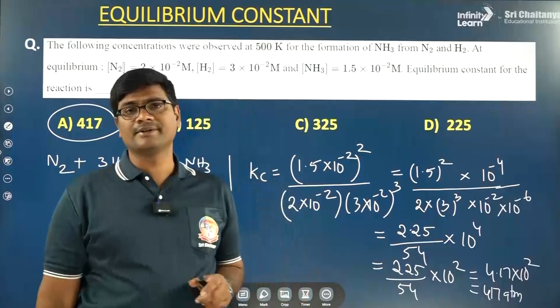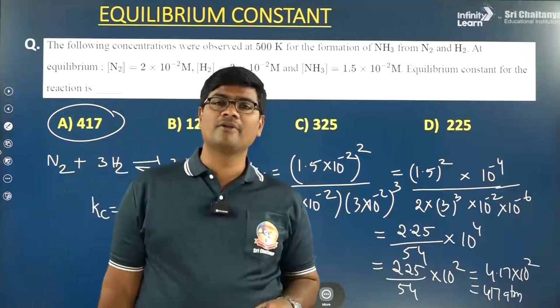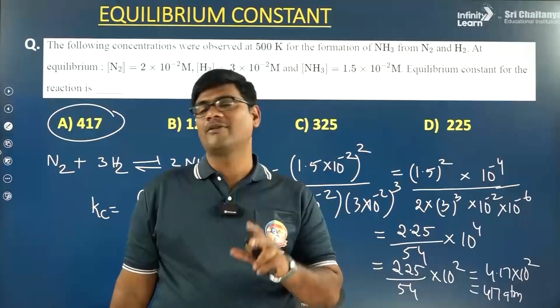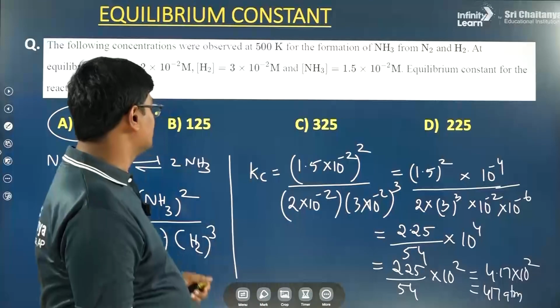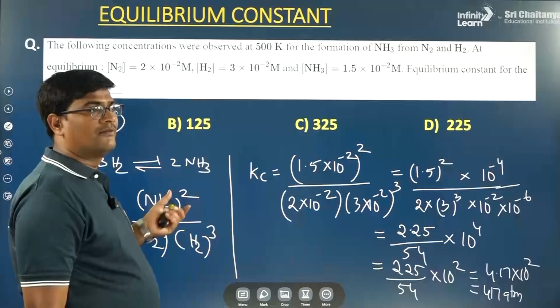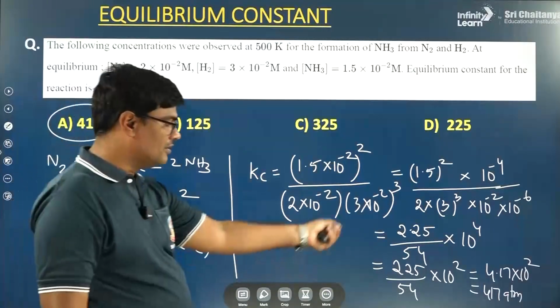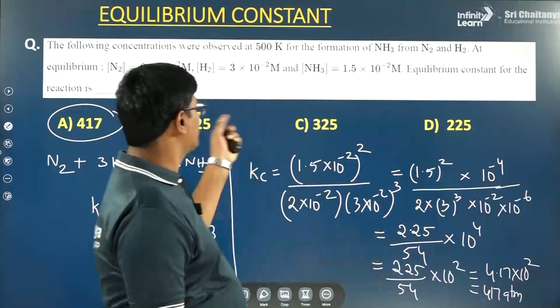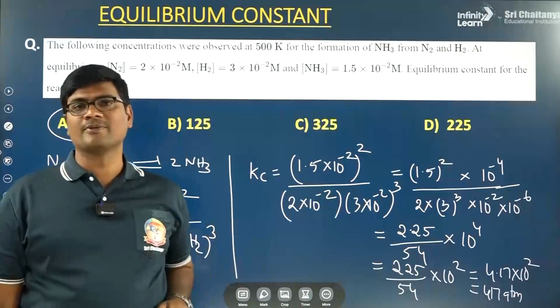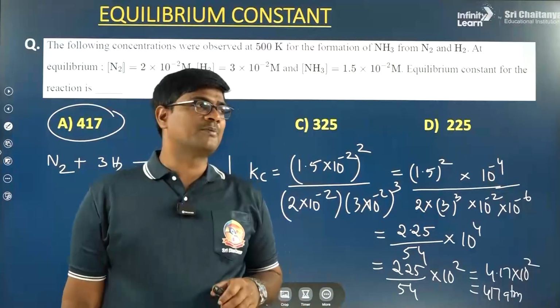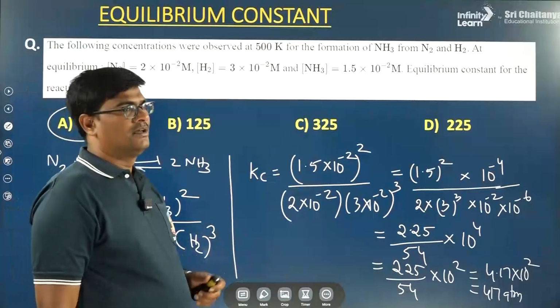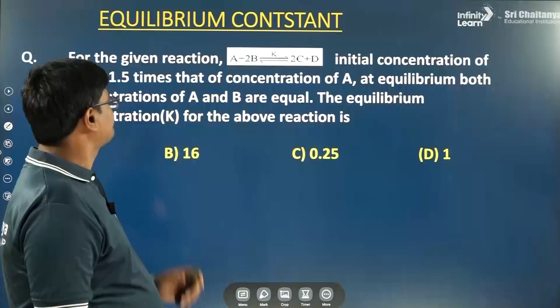The point is here, sir, for formation of ammonia we should take only 1 mole of ammonia. Then what happens is, here it should be half the equation. That means if you multiply this equation with half, it will be around root 417. Root 417 is not in the option, so therefore don't worry about that. So what is the right answer? Option A, 417. Let's go for the next question.